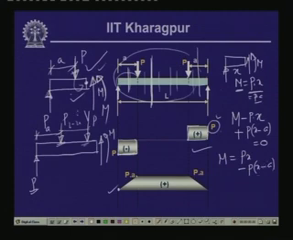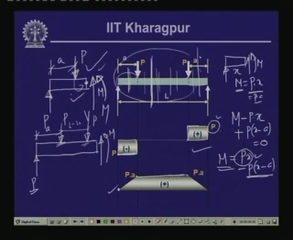Now, if we substitute the value of x as equal to a, which is just after this load, then we find that the contribution of this is equal to 0. So, M is equal to P times a. So, wherever we take a section between these 2 points, we have the value of bending moment equal to P into a, and which is reflected over here in this diagram. As you can see, from here to here, the bending moment is constant.